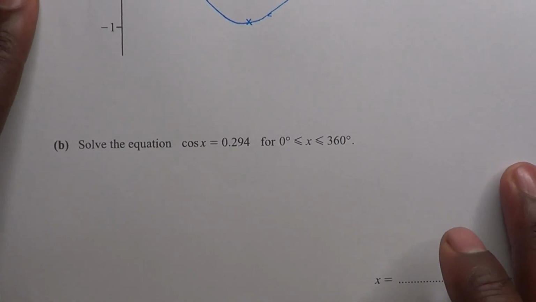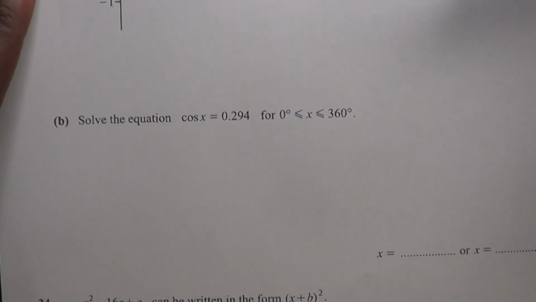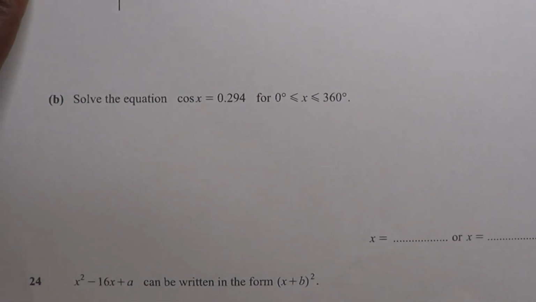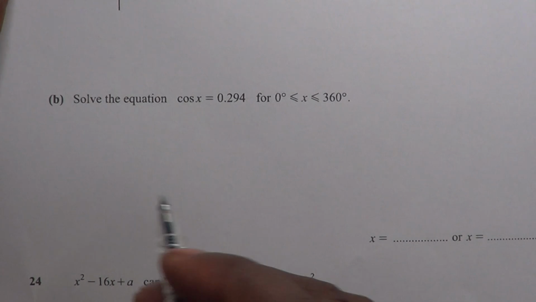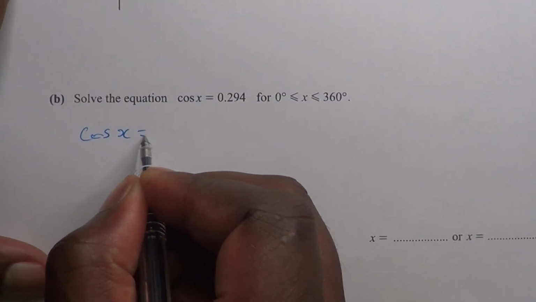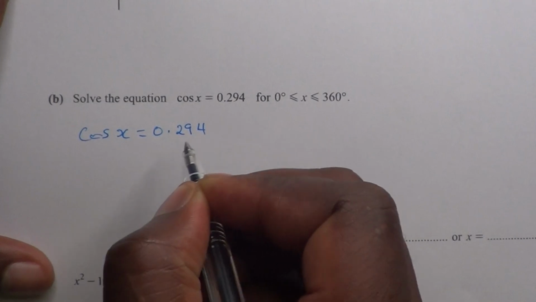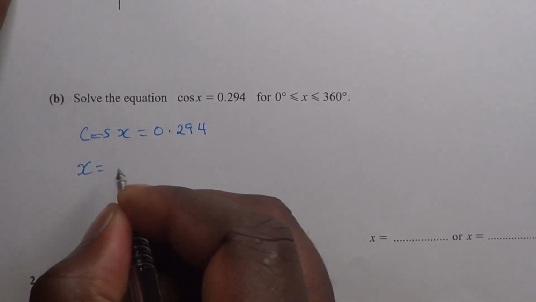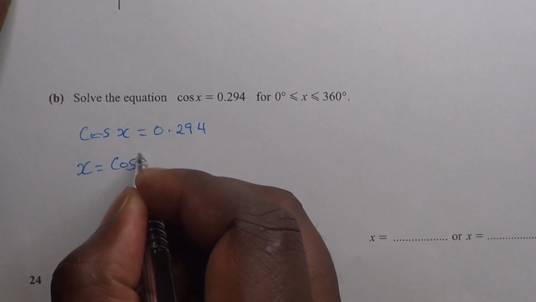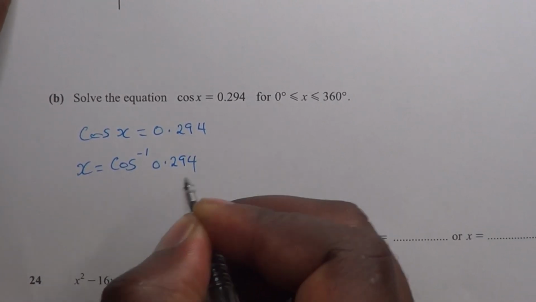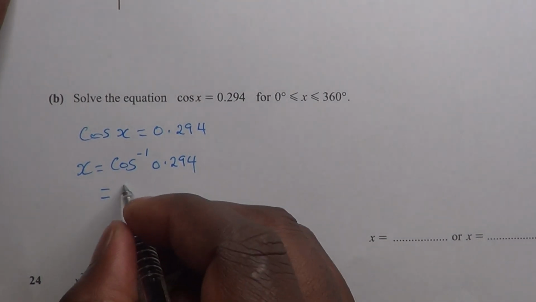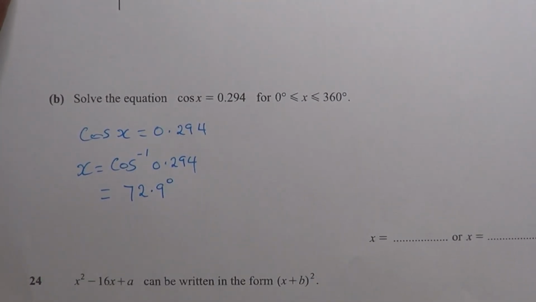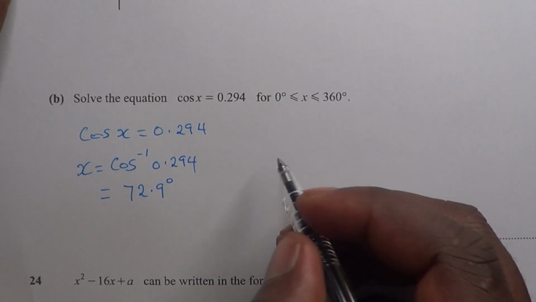B, solve the equation. We need to solve the equation whereby cos x equals 0.294, in the range from 0 to 360. So when you are given cos x equals 0.294, the first thing you need to do is find the first x, that is cos inverse of 0.294. The cos inverse of 0.294 is 72.9 degrees. So right now we have the first number.